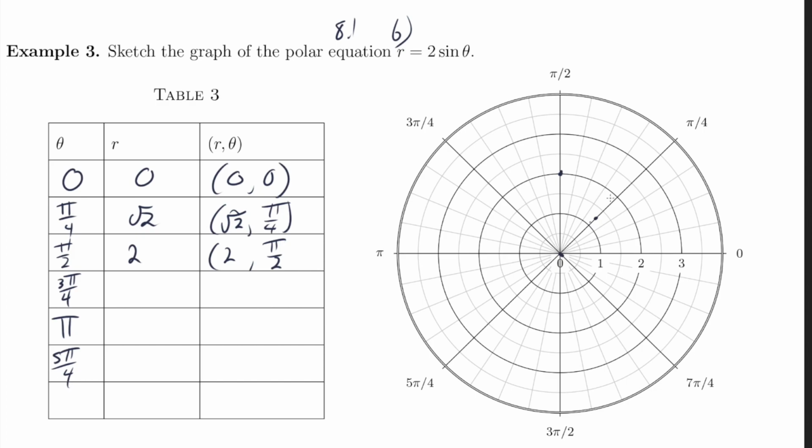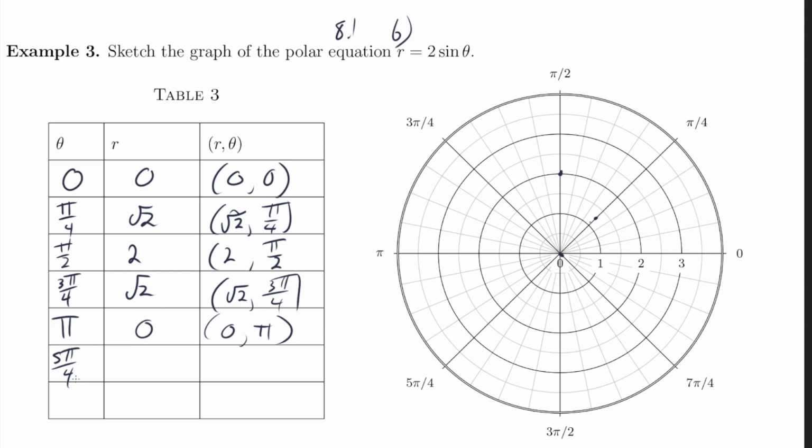And then let's go ahead and do 3 pi over 4. So at 3 pi over 4, I'm again at a half, or square root 2 over 2, sorry. So square root 2 over 2 times 2 gives us square root of 2. So this is square root of 2, 3 pi over 4. And then here at pi, this is again 0, so this is 0, pi.